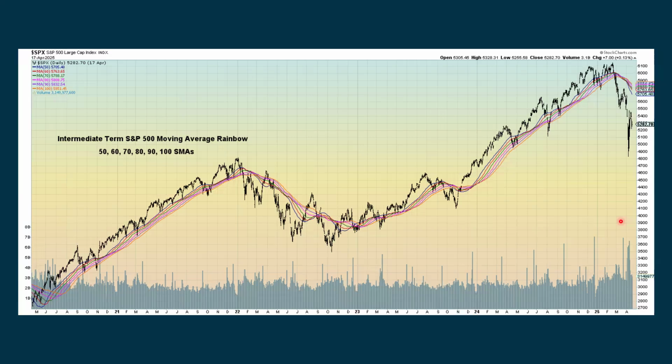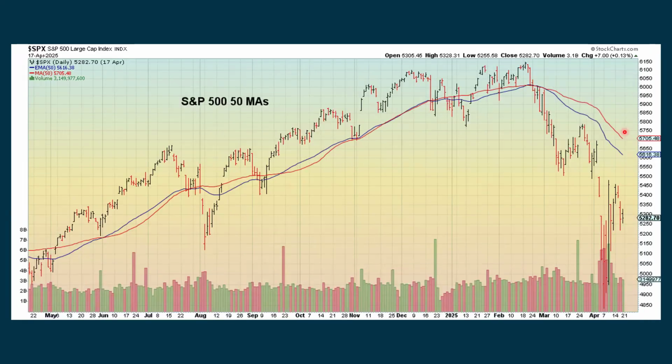Another rainbow, intermediate term, going from 50 periods up to 100 periods with simple moving averages, also showing how the intermediate term trend is negative and the lines are coming down, prices below all of the lines. Then we look at a 50 period moving average. And I haven't shown these charts in quite a while because we haven't even come near to being back up to these lines yet, and the lines are going down. So intermediate term trend is negative here.